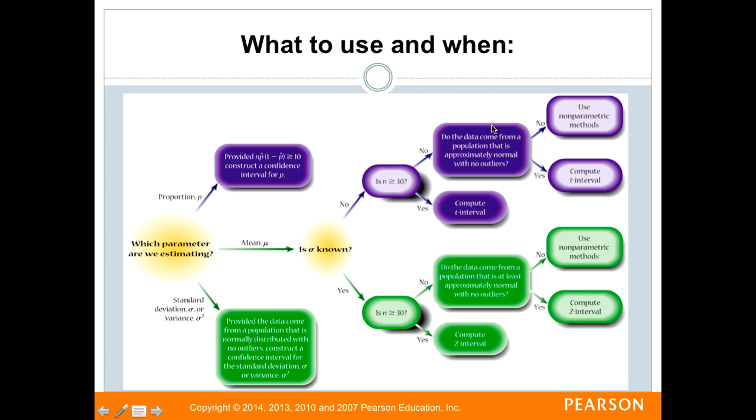But if that's not the case, so if standard deviation is not known, if your sample size is not at least 30 and your data did not come from a normal distribution, then what you would have to rely on are things called non-parametric methods. Those are outside of the scope of this class, so we're not going to be covering them. But that's just something to note: we can still do things if our assumptions aren't met. We're just not going to be dealing with this in this particular class.